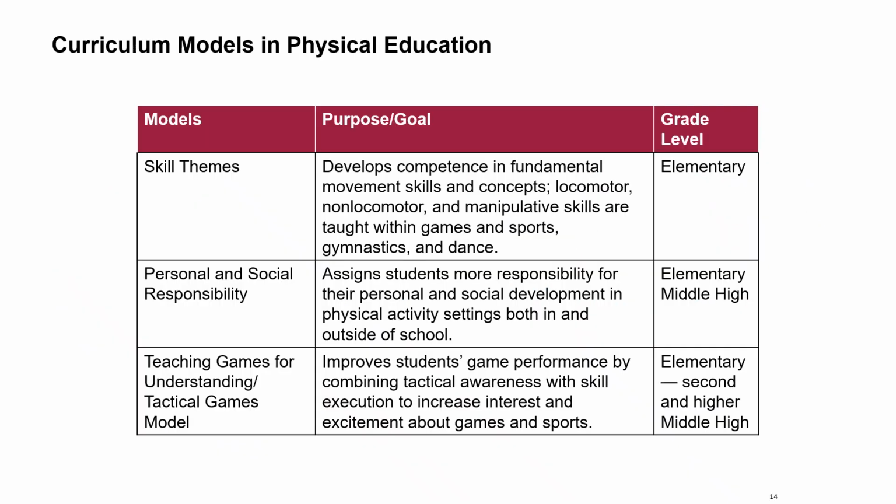This is a breakdown of a few of the curriculum models in physical education. So the skills themes model develops competence in fundamental movement skills and concepts, such as locomotor, non-locomotor, and manipulative skills, that are taught within games, sports, gymnastics, and dance. And typically, this is for elementary students. Now, the personal and social responsibility model is one that could be for elementary, middle, or high school.